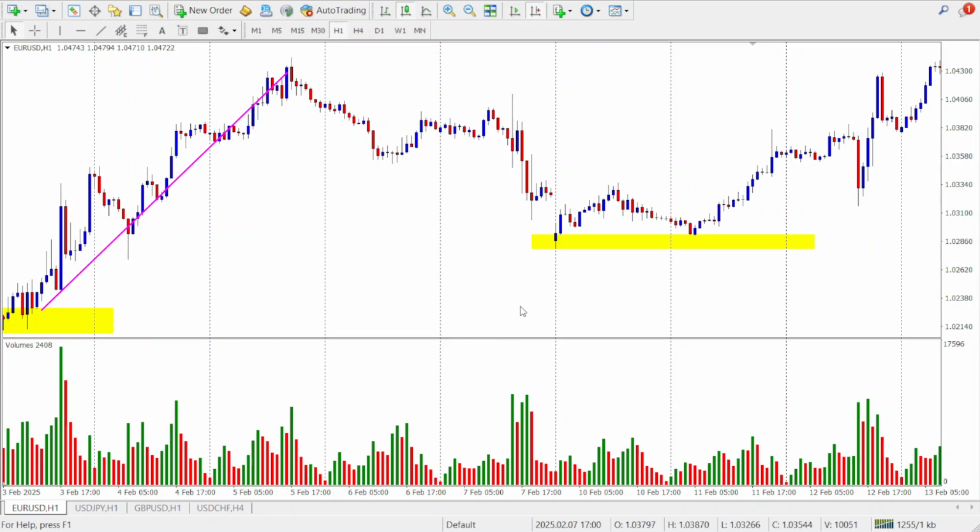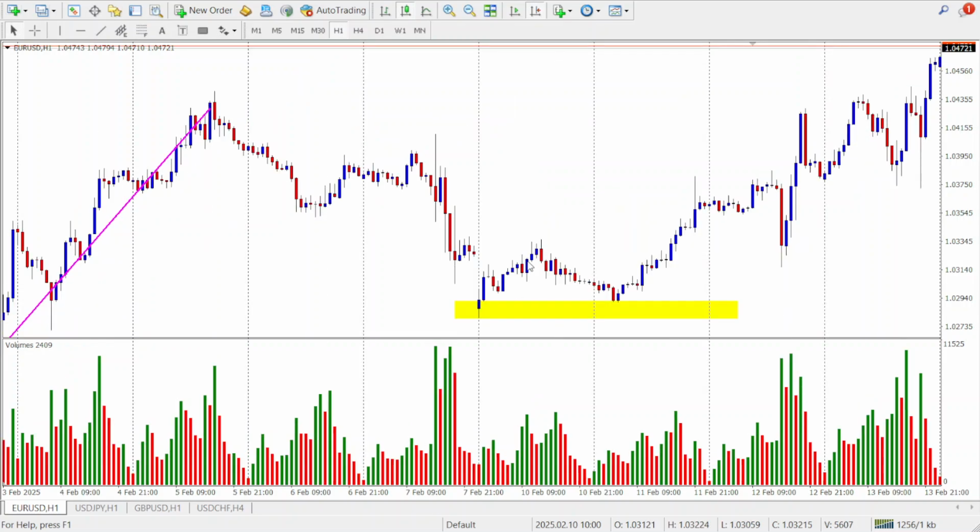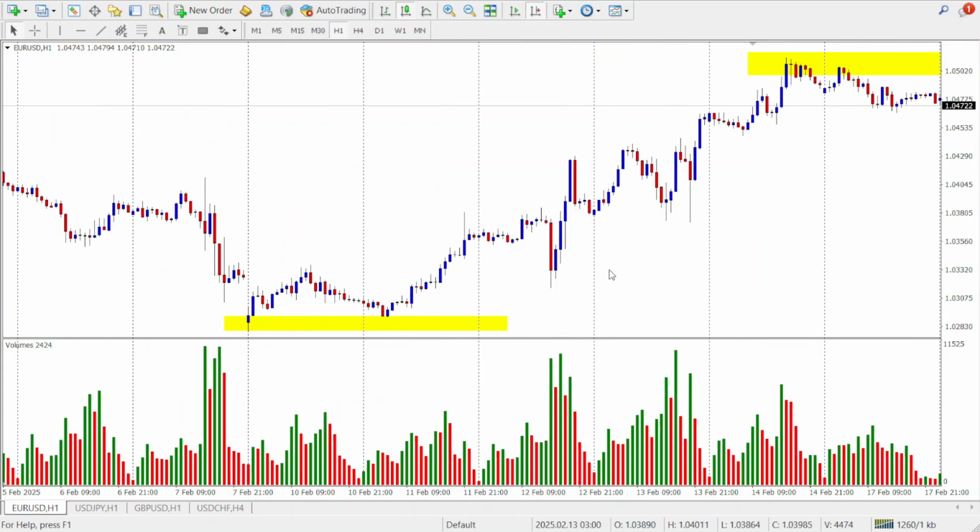Secondly, do not trade weak zones. Just because price touched a level before does not mean that it is a strong zone. So focus on zones that had a sharp move away and haven't been tested multiple times.